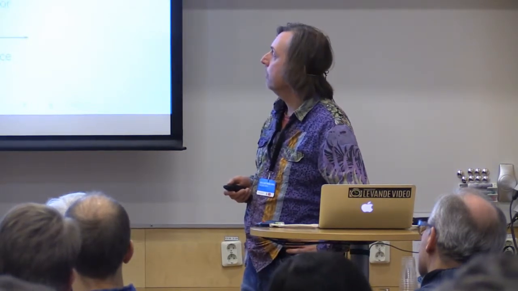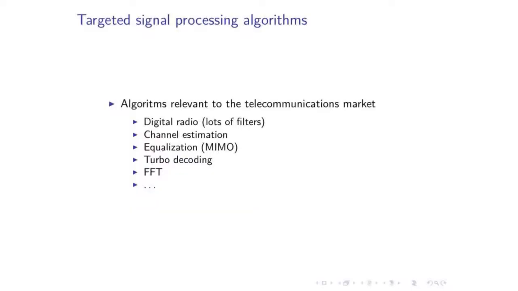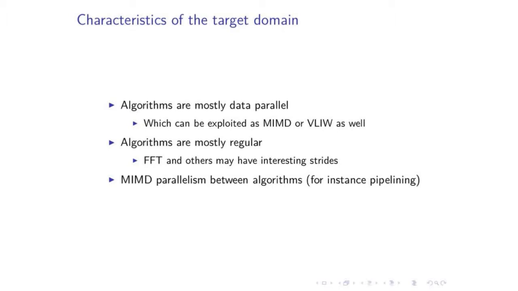But of course, they have all their own nice and bad things. And the question is, can we do something that gets you most of the benefit of each? We have been trying to do this. This is a list of various things: filters, channel estimation, channel coding, turbo decoding, FFTs. The LTE standard is based on FFTs, and does a ton of FFTs. And these algorithms are mostly data parallel.